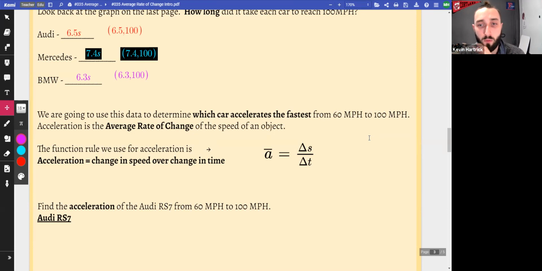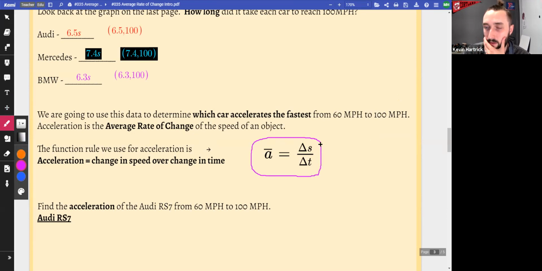Okay. The function rule we use for acceleration is this. Doesn't this look very similar to what we had up top? Okay. A bar, this is what's called A bar. That's kind of a physics term. So if you ever get into physics someday, A with a bar over it means acceleration. Okay. But another thing for it can be M, because again, we're just talking about the slope of these graphs. Okay. Acceleration is just a slope.